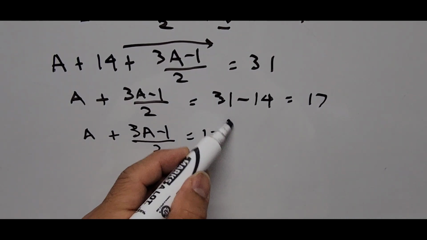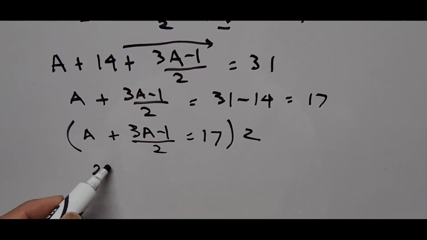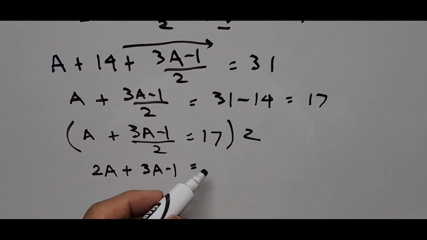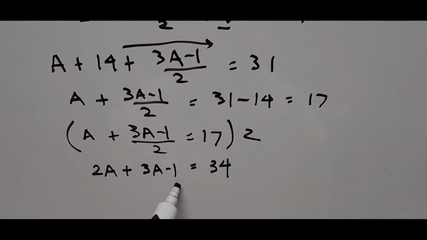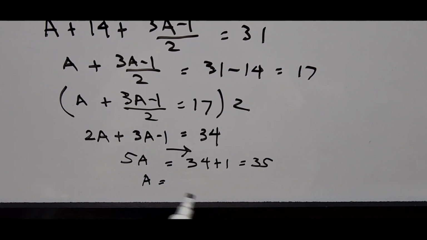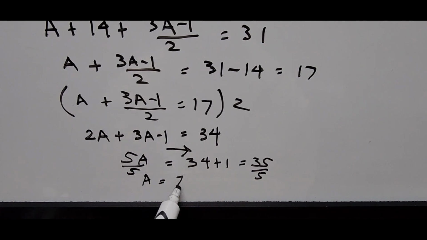A plus 3A minus 1 divided by 2 equals 17. Simplifying this equation further, multiplying the whole equation by 2, this is now 2A plus 3A minus 1 equals 17 times 2, which is 34. Combine like terms, transposing 1 to the right side: 2A and 3A, that's 5A, is equal to 34 plus 1, and this is 35. A therefore is equal to 35 divided by 5, both sides of the equation. So A is equal to 7.